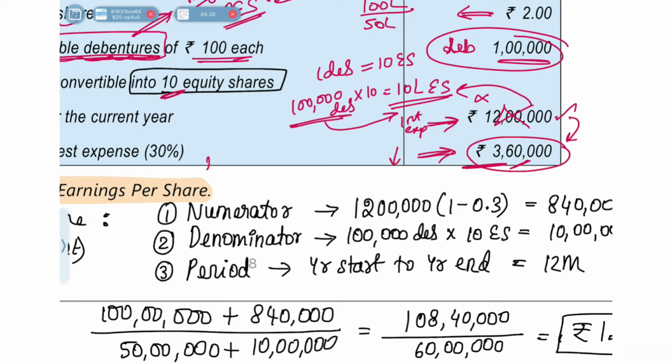So your net savings in interest will be how much? 12 lakh rupees you need not pay for interest, but 3,60,000 rupees of tax you have to pay.